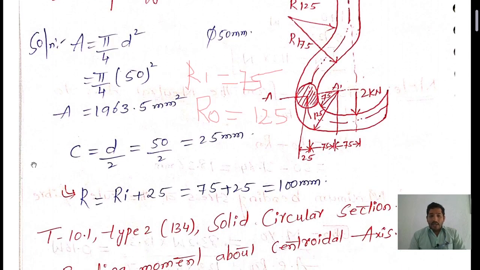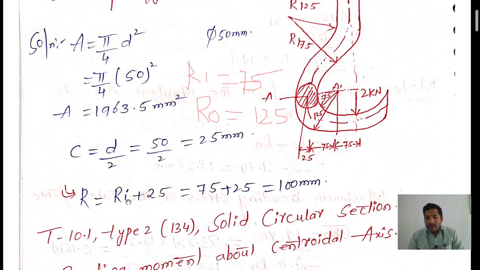Then this C we can take as the radius. Instead of C you can write R, it is your wish. It is the diameter by 2. The diameter of the circle is 50, so 50 by 2 gives R equal to C, which is 25 mm. Then we need the radius of curvature of the centroidal axis.